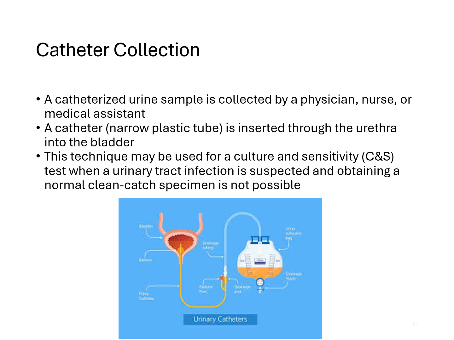It can be used if the patient is unable to collect a sample by themselves. Phlebotomists do not insert catheters, but depending on where you work, you may be able to assist in processing the sample after the collection. So a catheterized urine sample is collected by a physician, nurse, or a medical assistant. A catheter, which is a narrow plastic tube, is inserted through the urethra into the bladder. This technique may be used for a culture and sensitivity test when a urinary tract infection is suspected, and obtaining a normal clean catch is not possible. If a clean catch specimen is not possible, then a catheter collection can be used.